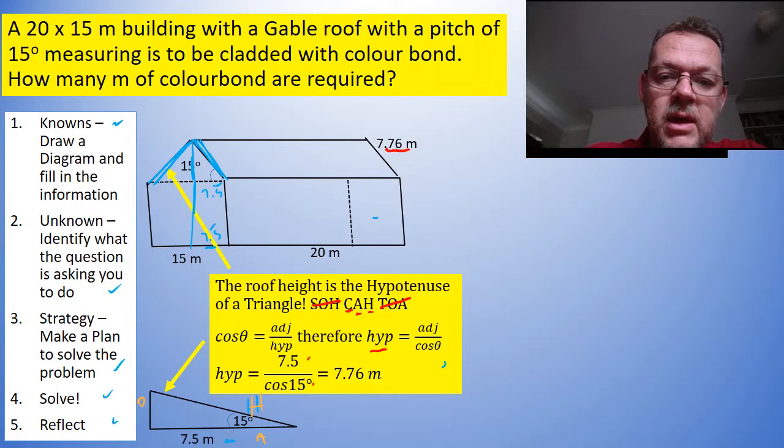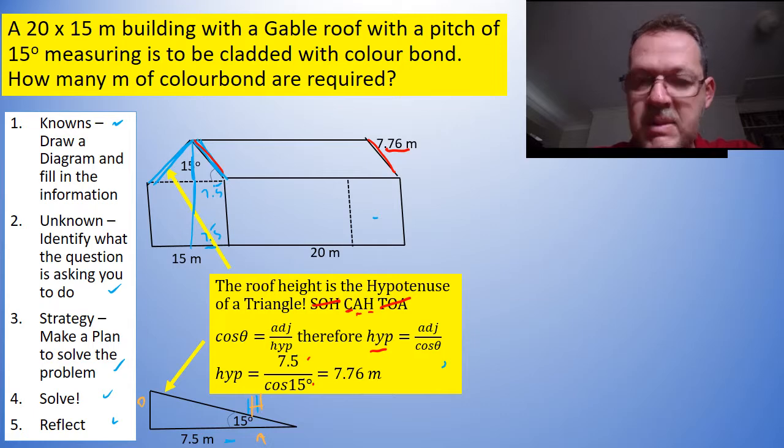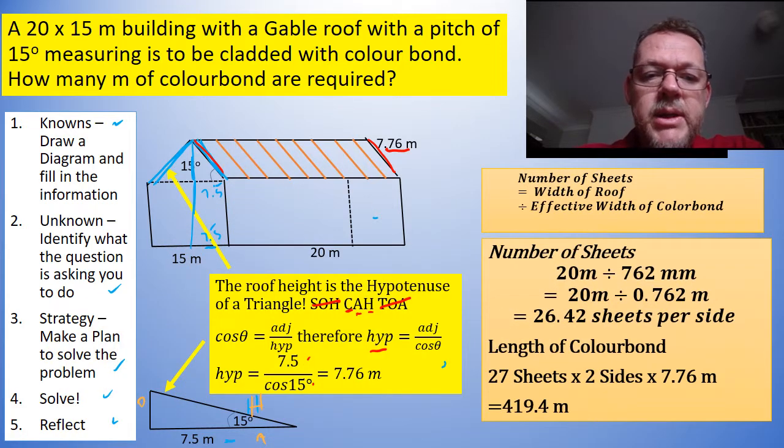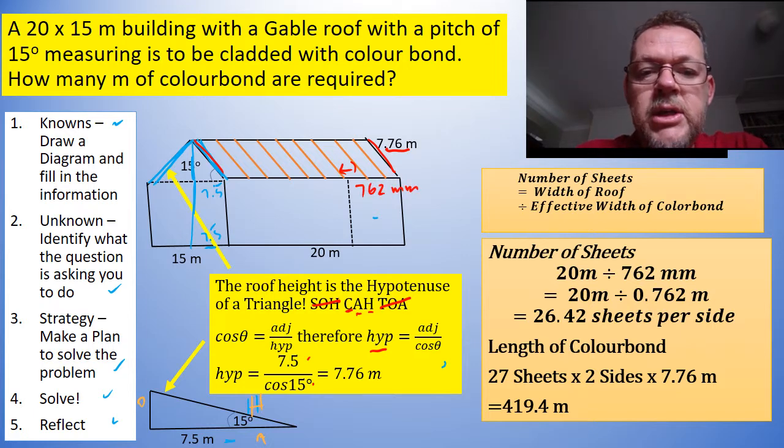So there is the length of our roof, 7.76 metres. Now what we need to do is consider how many widths of colour bond we can fit across the top of the roof. And so that's the number of sheets. And so from here to here is going to be 762 millimetres for each one of those. So we just say the width of the roof, well, that's 20 metres divided by the effective width of the colour bond. Well, that's 762 millimetres.